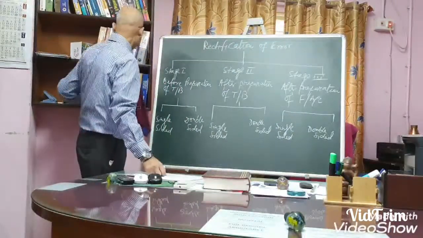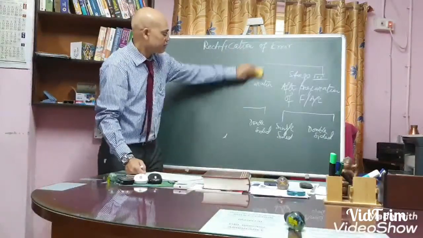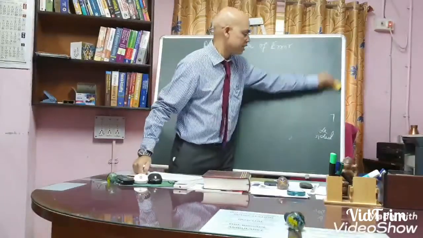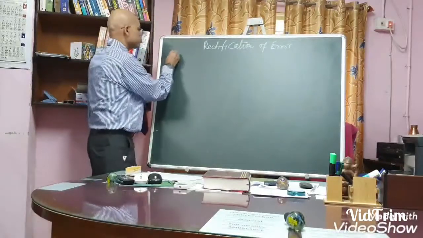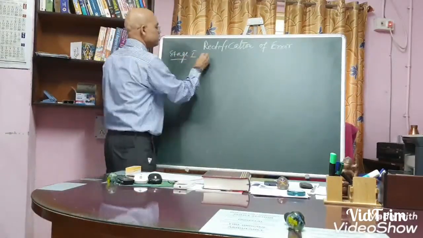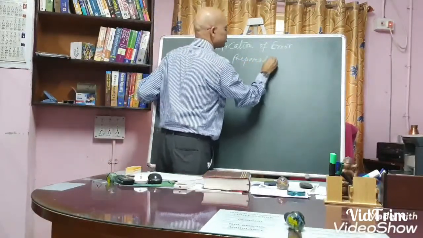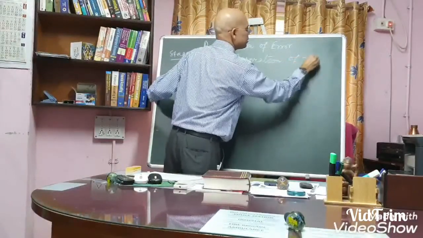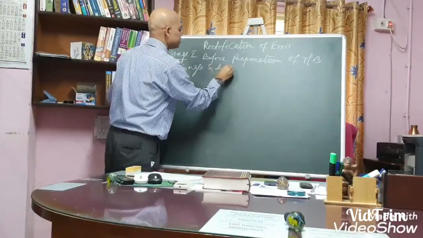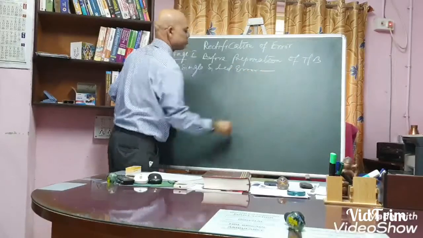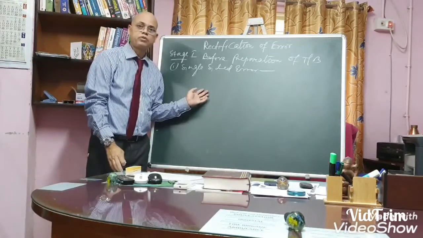Now we will have to understand how the errors are rectified in stage 1, stage 2 and stage 3, in every stage separately. Now suppose stage 1, before preparation of trial balance. Under this, single-sided error. Here, as the trial balance has not been prepared, the question of suspense account does not arise.